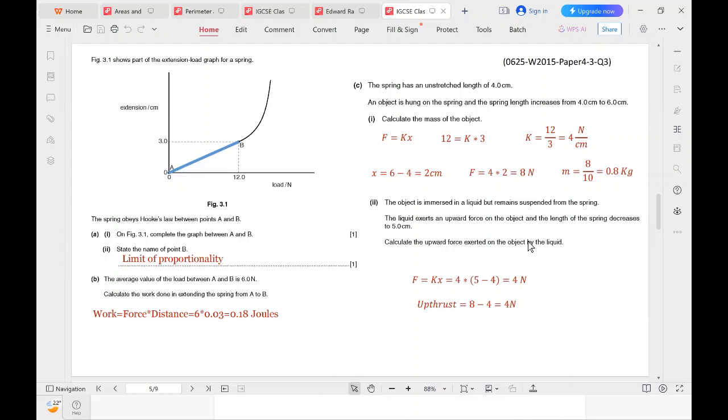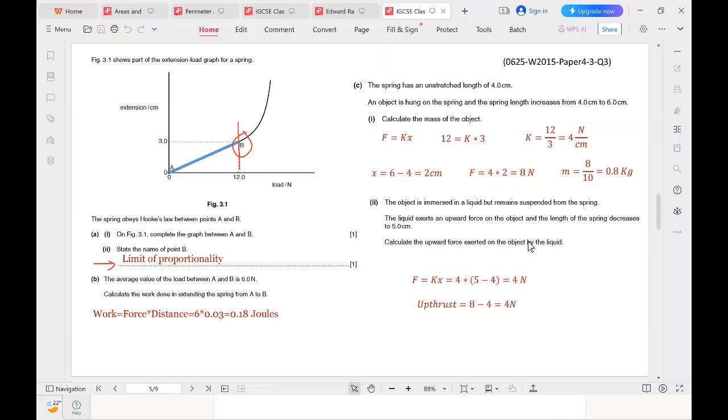State the name of point B. Of course, the last point in the region that obeys Hooke's law is called the limit of proportionality. So this point here is at the end of the region of Hooke's law, and this is called the limit of proportionality.